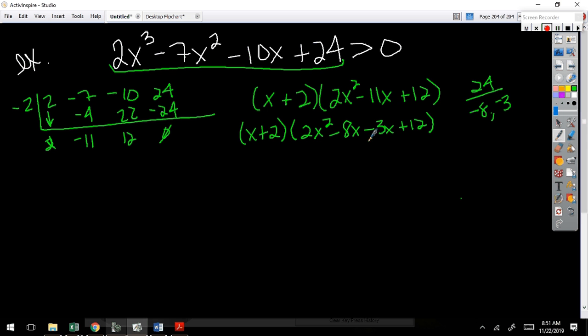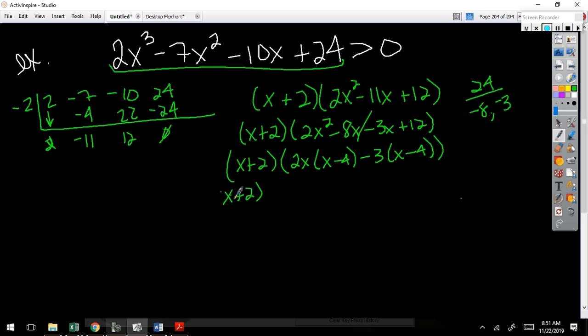Minus 3x plus 12. All right, what can I take out of those first two? 2x. What's left? X minus 4. How about the second two? Minus 3. What's left? X minus 4. Factor it completely. I got x plus 2. What's this look like when you factor it? 2x. Keep going. Minus 3. Everybody with me so far? I'm still looking for where this is greater than 0, right? So now I need to find the actual zeros of the function.